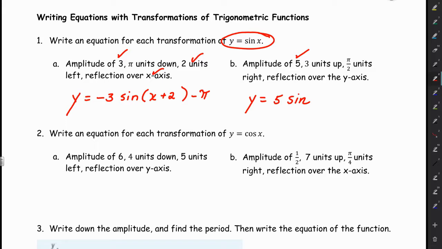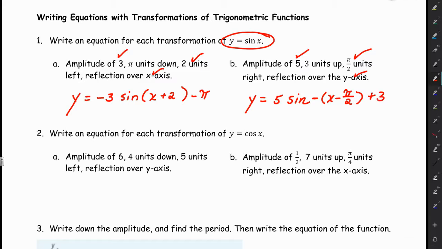Reflection over the y-axis means we're going to have a negative in front of our b value. Now, if you want, you could put a 1 there. You don't have to. Might make you feel better to note that b is 1. I'm not going to write it because we don't typically write it. We know that we're going pi over 2 units right. So we're going to do minus pi over 2 inside the parentheses. Takes care of this. And then 3 units up, plus 3.